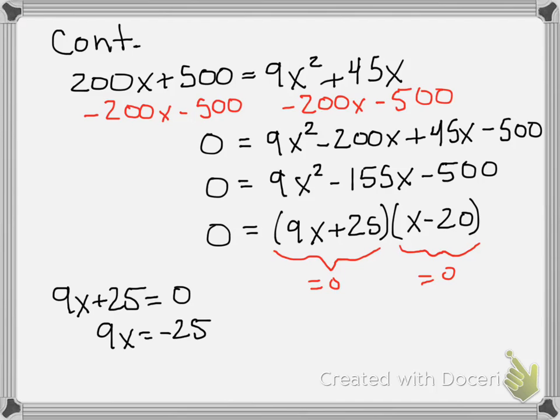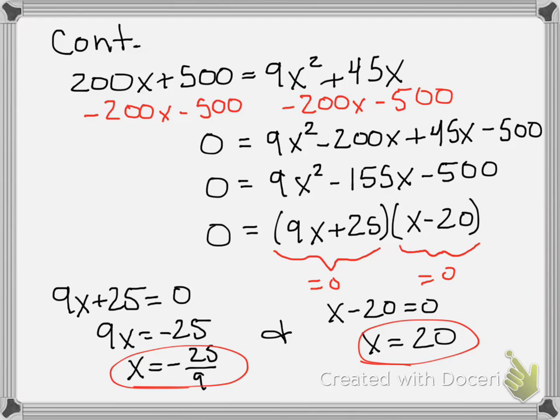Subtract 25 from both sides, and then divide it by 9. And we find that one solution is when x equals negative 25 over 9. Another answer to this is when x minus 20 equals 0, which gives us that when x equals 20, this equation is equal to 0. Okay, so we've got two solutions for this equation.